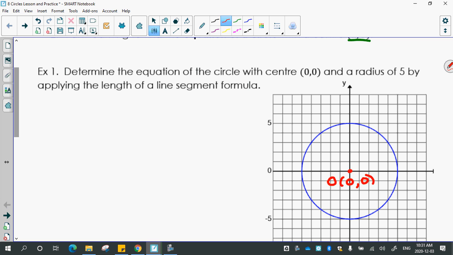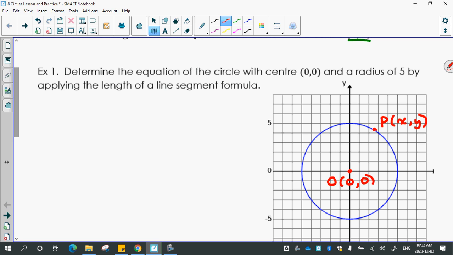Then what we want to do is choose a point where we don't know its coordinates, but it's on the outer edge. So like a point there where I'm not sure what its coordinates are. I'm just going to call it point P, and its coordinates are going to be some x value, some y value, but it's on the circle.